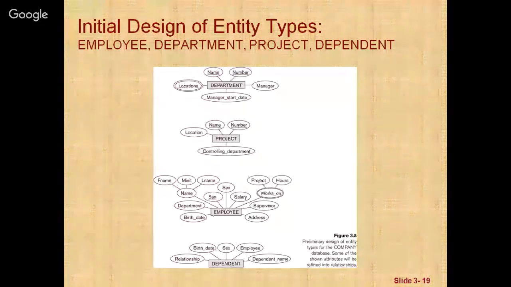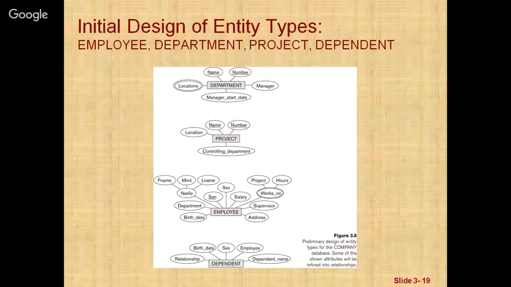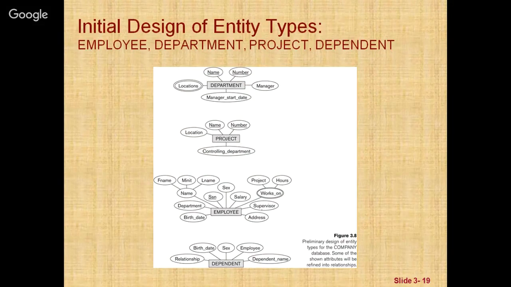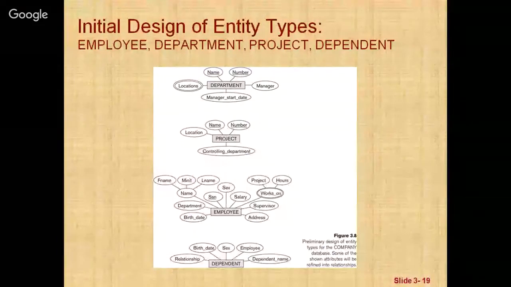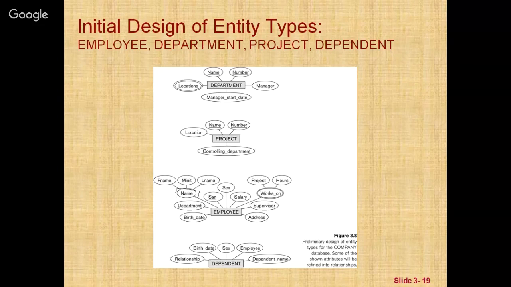So we have many attributes. Name, social security number, sex, salary, supervisor, who is the supervisor of that employee, department, address, birth date, etc. So both name and address may be composite attributes. However, this was not specified in the requirements.